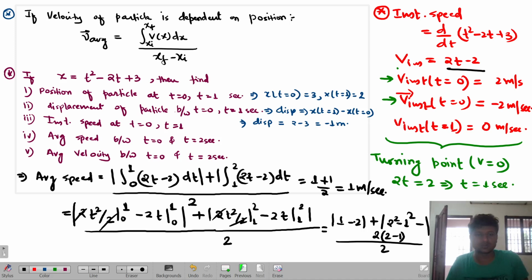Are you able to get me or not? So average speed is how much? From t is equal to 0 to t is equal to 2, 1 meter per second. Are you able to get me, guys? Yes. हाँ दिपेश बोलो. किसी को कुछ डाउट?